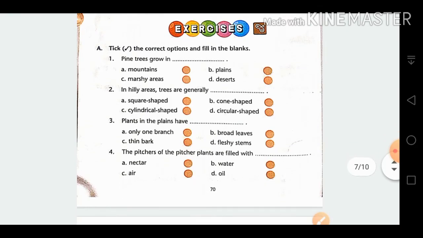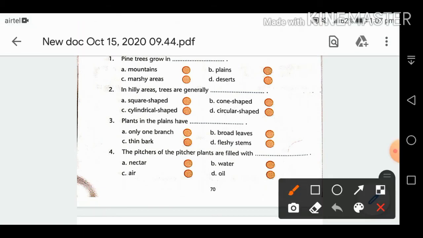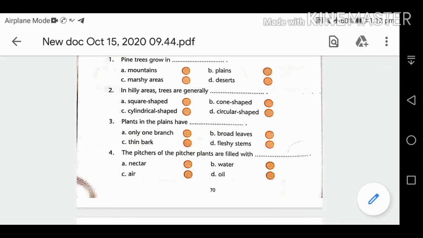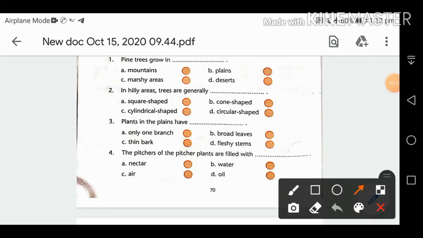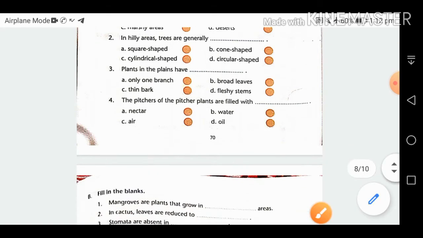Now we will move to the exercise questions. First one, pine trees grow in mountains. So option A is correct. In hilly areas, trees are generally conical. Then the third question we have, plants in the plains have broad leaves. Why do they have broad leaves? To capture more sunlight. The pitchers of a pitcher plant are filled with nectar, a sweet substance which attracts the insects.